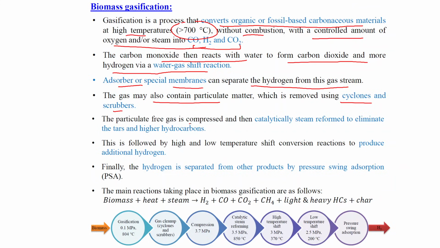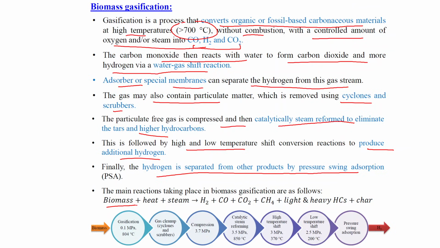Okay. Then the particulate free gas is compressed and catalytically steam reformed to eliminate the tars and higher hydrocarbons. So after removing the particulate matter, the gas is compressed, and if any heavier hydrocarbons or tar are present, we can remove them by catalytically steam reforming. Then it is followed by high and low temperature shift reactions to produce additional hydrogen. Finally, the hydrogen is separated from the other products by pressure swing absorption.